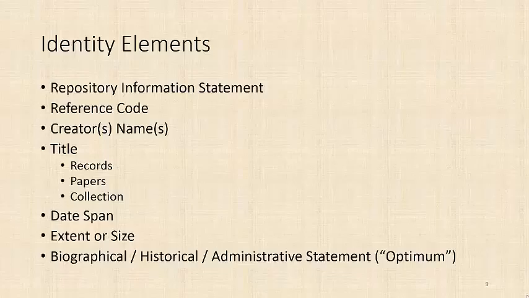And for an optimum level finding aid, remember to include a biographical, historical, or administrative statement, which we frequently refer to as the biohist note. You can find this in DACS, which you've been provided, under section 2.7, pages 33 to 44.